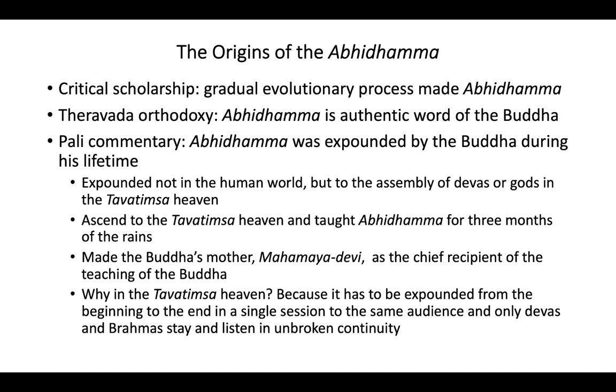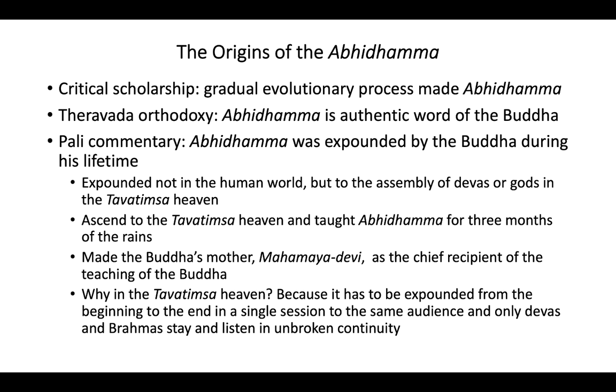Let's think about the origin of Abhidharma, the genesis of Abhidharma. Modern critical scholarship attempts to explain the formation of Abhidharma by a gradual evolutionary process. In other words, Abhidharma is formed by the disciples in the process of compilation. Theravada orthodoxy assigns its genesis to the Buddha himself. In other words, Abhidharma is an authentic word of the Buddha.